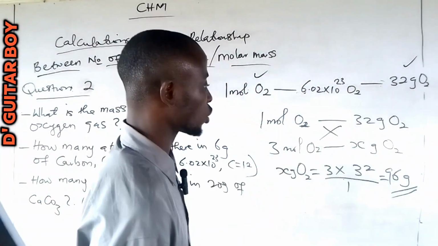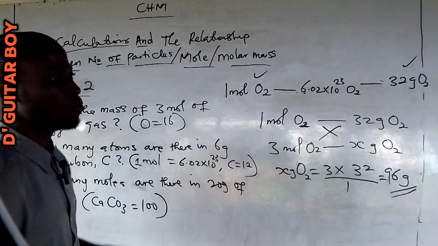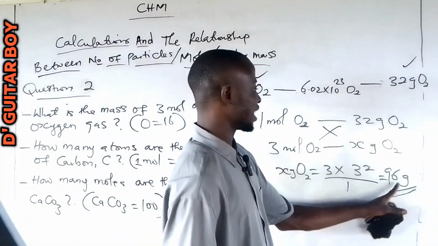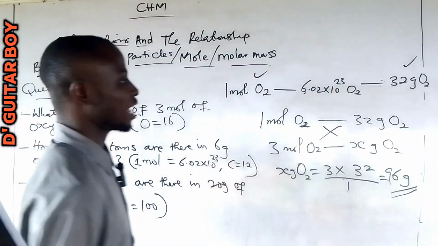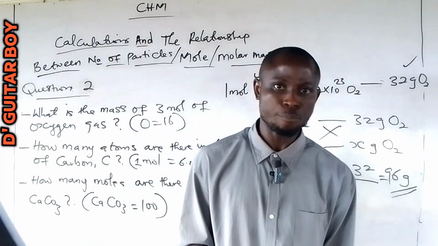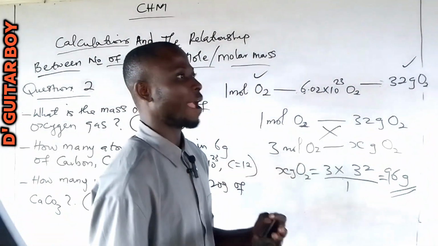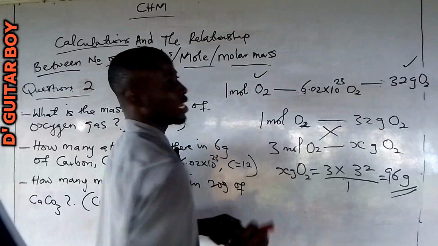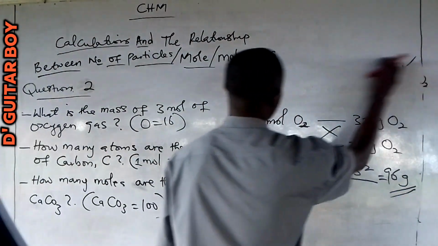96 gram of oxygen molecule will give you 3 mole, and 3 mole will give you 96 gram of oxygen molecule. That is the answer to this question. It is very, very simple. I tried my best to make it very simple like this. Let's move to the next question. Before then, let's clean this particular one.